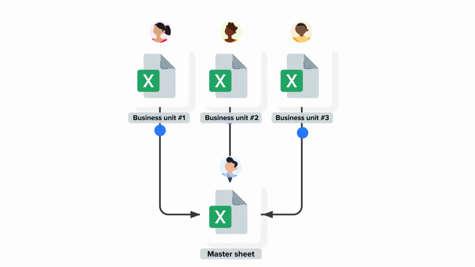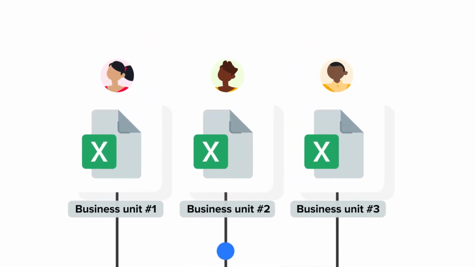Now, how does it work? The Sheetgo business unit workflow contains 4 connected Excel files. 3 of these files are for individual business units. The managers or accountants from that unit use their personal copy of this file to register their forecast or budget, as well as their actual income or expenses.